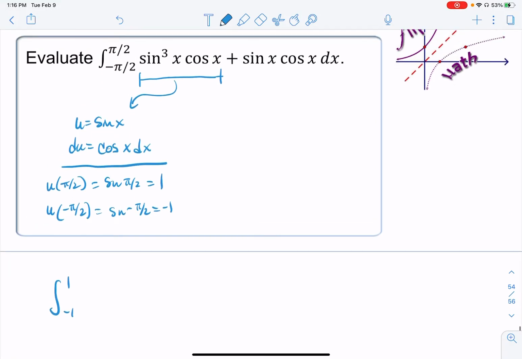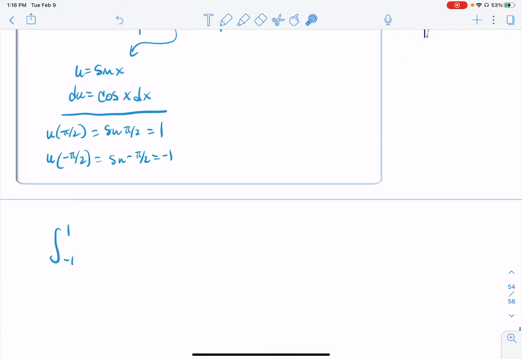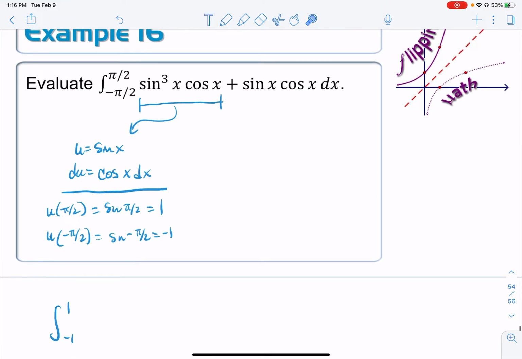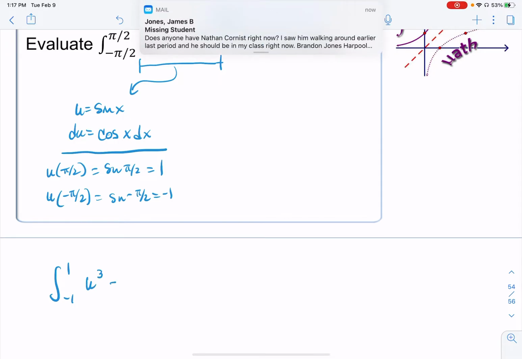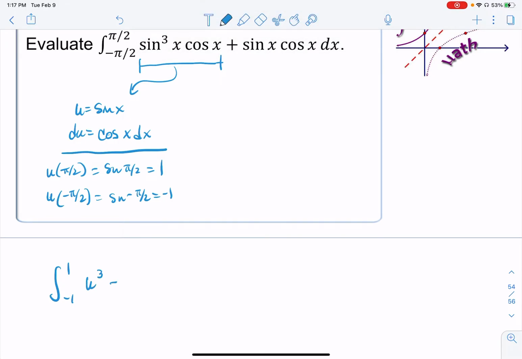Whenever I go to rewrite, the sine to the third is going to be u to the third, and then the cosine with this dx, you can think of this as being distributed across this because I'm breaking this up into two. That's going to be your du. So you have u to the third du.